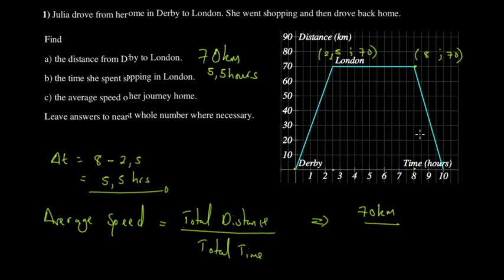Okay, then the number of hours now, you see she's starting at 8 and she's ending at 10. If you want, you can even say 10 minus 8 here. Okay, it's still fine. Hours, and then you get 70 kilometers for every 2 hours. So here you'd get 35 kilometers per hour. Okay, so 35 kilometers per hour.